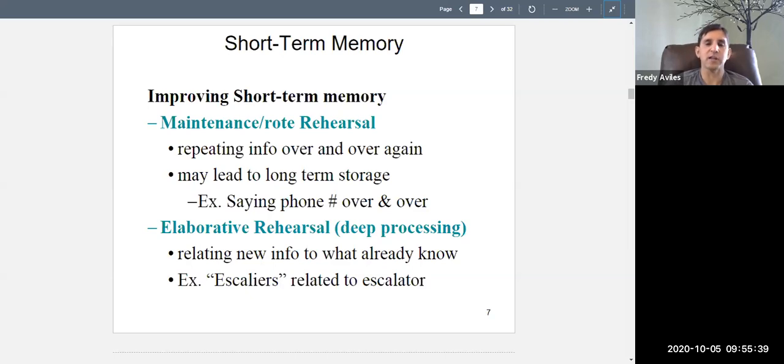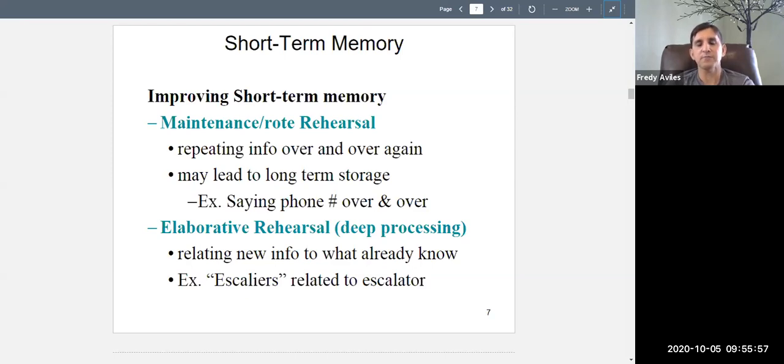And next time you see that word escaliers, even if it's months from now, or years from now, let's say you go to France, you will probably know what that means because you have connected it in memory. You see how simple that was? It often takes a little bit more time to engage in elaborative rehearsal, though.